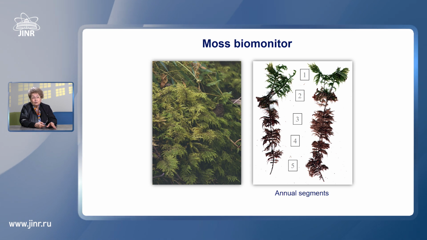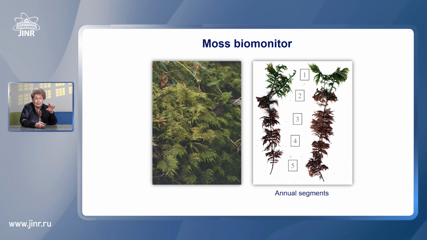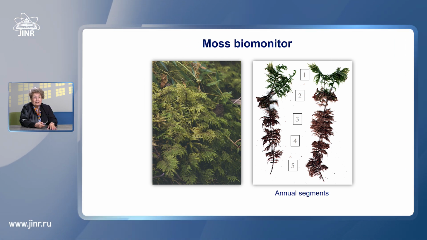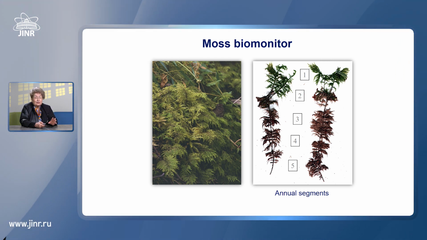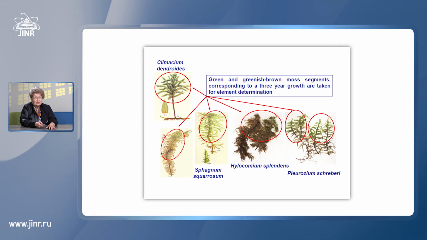And this moss has no roots. It's just taken from the litter. So if we take a few upper segments, we can understand what particles were trapped by moss, and what so-called atmospheric deposition, or wet and dry depositions, there were.